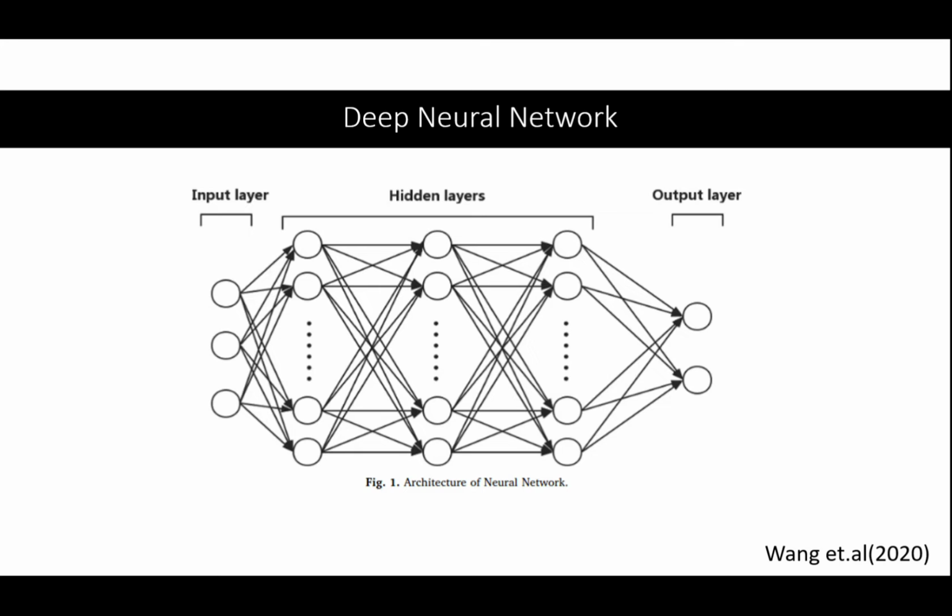This figure shows the typical architecture of a deep neural network, which consists of an input layer, hidden layers, and an output layer. Each hidden layer has a specific number of artificial neurons, which are represented by circles. Each neuron receives an input and generates an output by using an activation function.